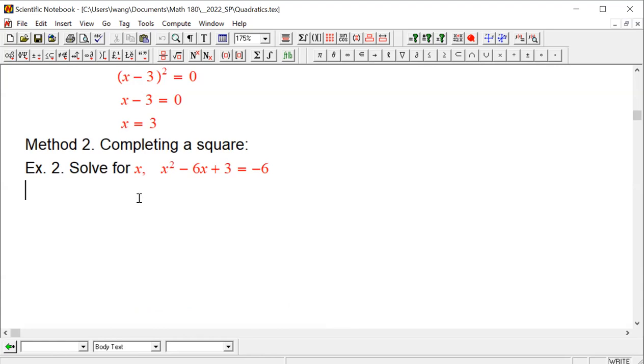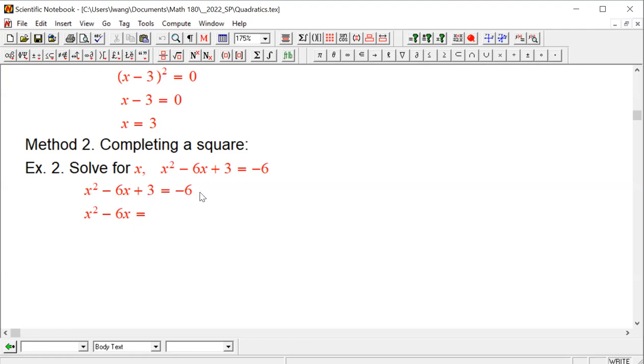Okay, completing a square. So how do I complete a square from this? When I'm completing the square, I'm going to move everything but the term with x. So the term with x, I'm going to leave it on the left-hand side. So I'm going to subtract 3. Okay, so the next step, I'm going to keep the x squared minus 6x equals, I'm going to subtract 3 on both sides.